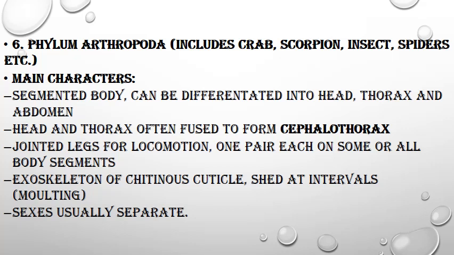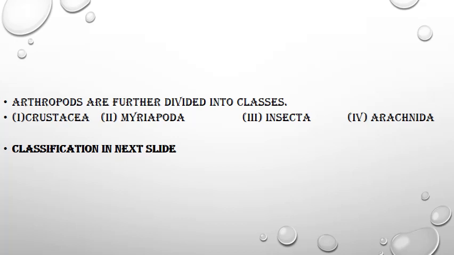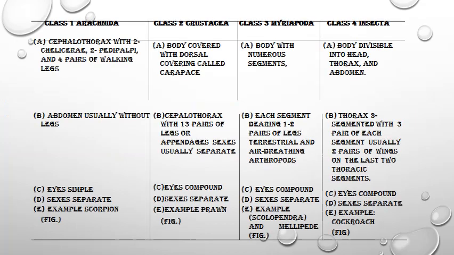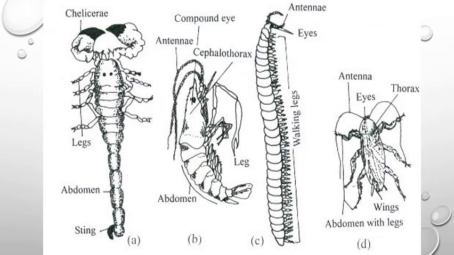Sex is usually separate. So arthropods are further divided into classes: Crustacea, Myriapoda, Insecta, Arachnida. So classification in next slide. This is the classification and you can take a screenshot of the slide to compare. Then what is the difference between these four classes: Arachnida, Crustacea, Myriapoda and Insecta. This is the structure of the member of these classes.